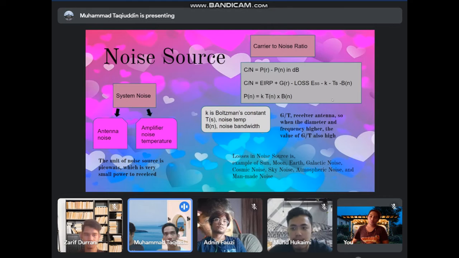What are losses? Losses in noise source are, for example, sun noise, moon, earth, galactic noise, cosmic noise, sky noise, atmospheric noise, and man-made noise. Carrier to noise ratio is also related to G/T. What is G/T? G/T is the receiver of the antenna. So when the diameter and frequency get higher, the value of G/T also gets higher.